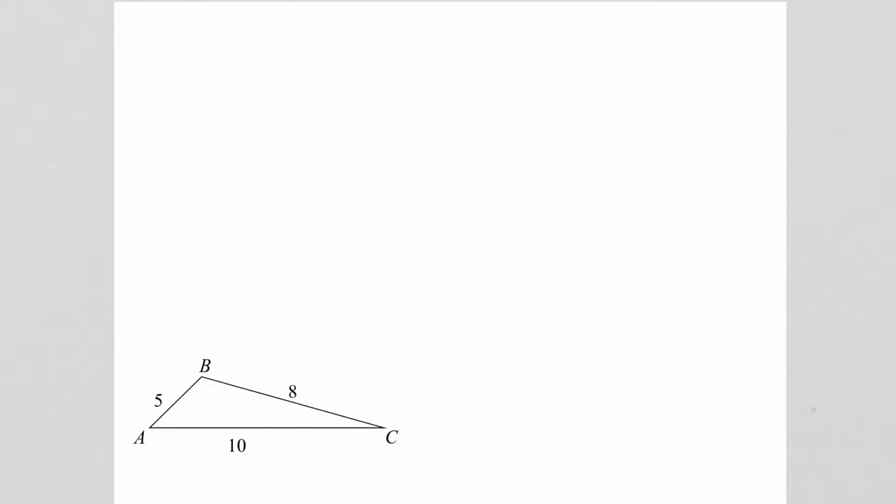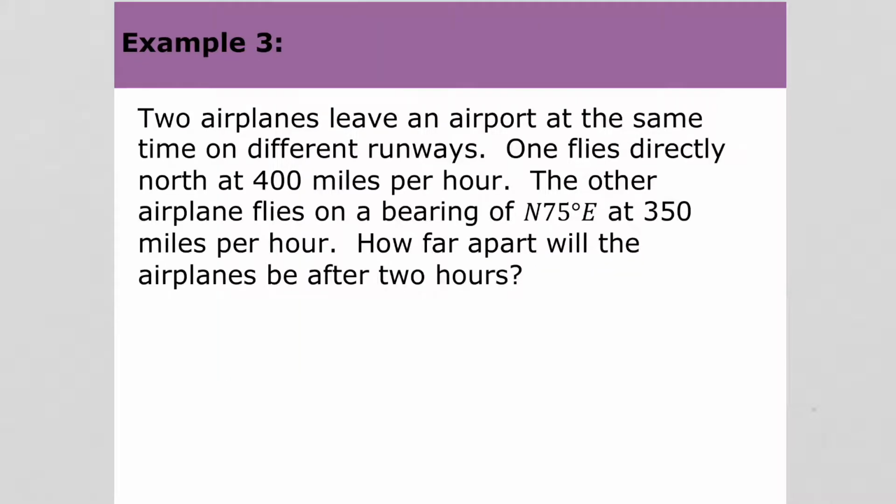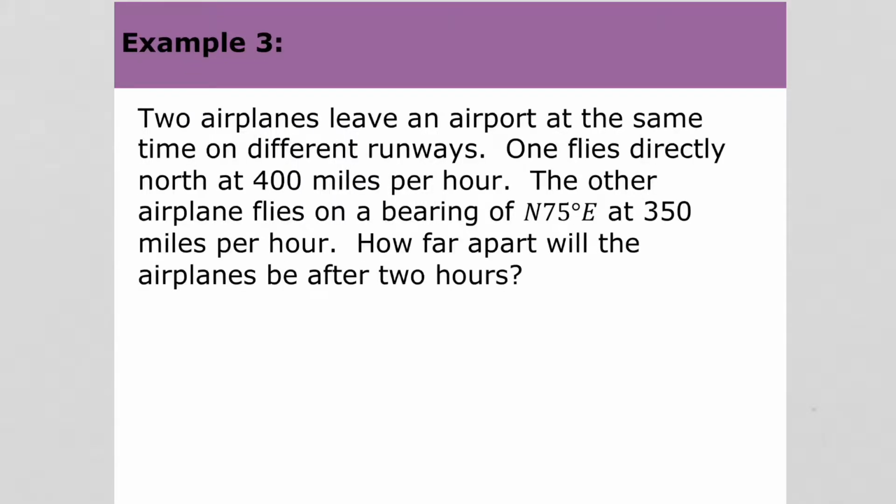Example 3, let's look at an application. It says 2 airplanes leave an airport at the same time and on different runways. One flies directly north at 400 miles per hour. The other airplane flies on a bearing of north 75 degrees east at 350 miles per hour. How far apart will the airplanes be after 2 hours? Well, we don't have a picture. Okay, so let's draw it.